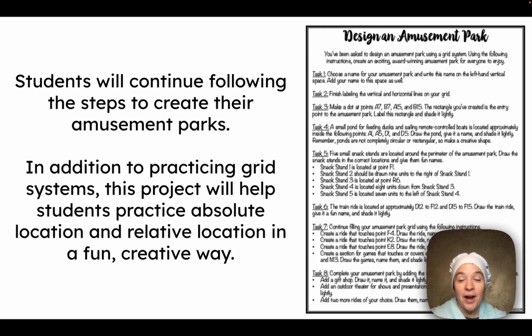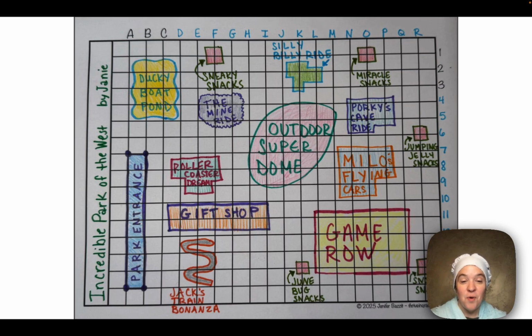In addition to practicing the grid system, they are also going to get to practice relative location and absolute location. Relative location being a location in relation to where something else is, and absolute location would be an exact point. Practicing these skills will help them immensely when they get to latitude and longitude. This is an example of what one amusement park looked like once a student followed all of the instructions.